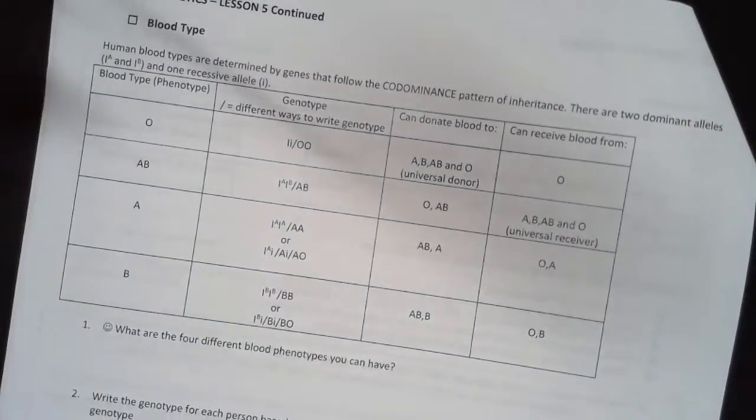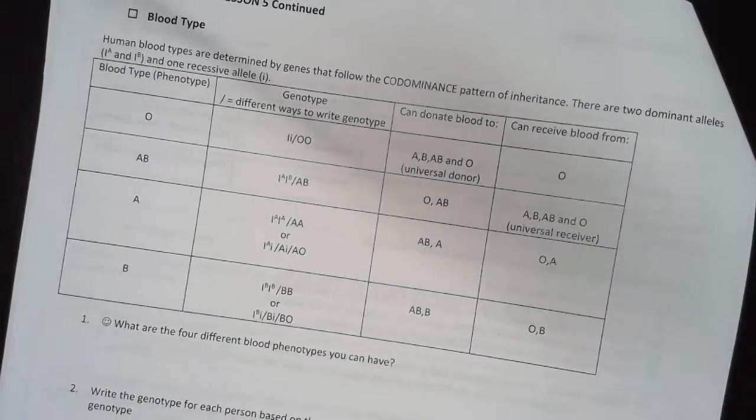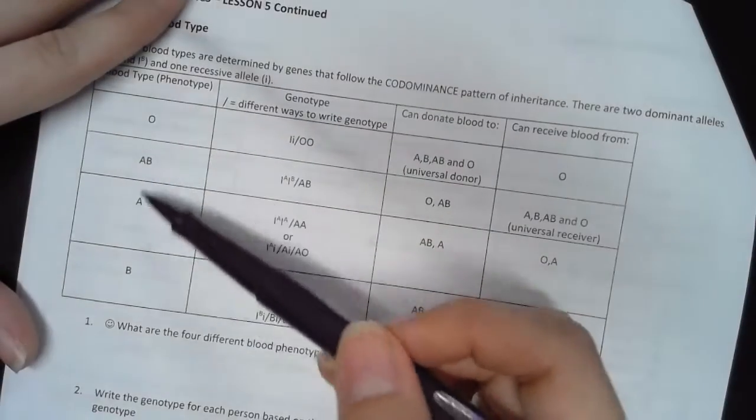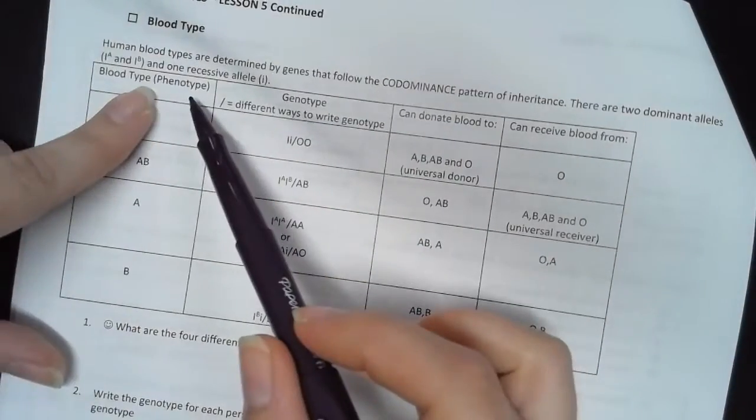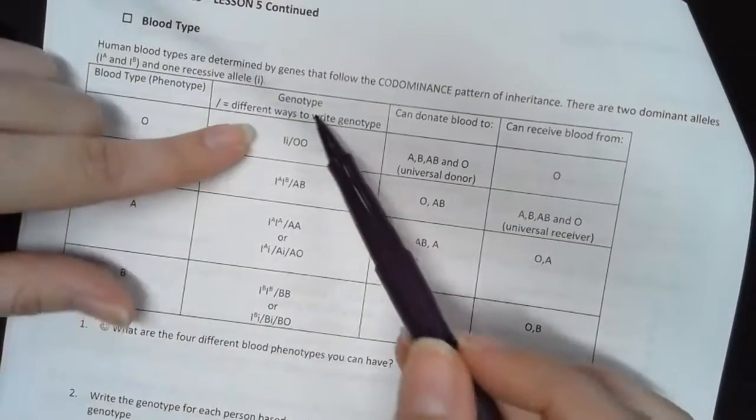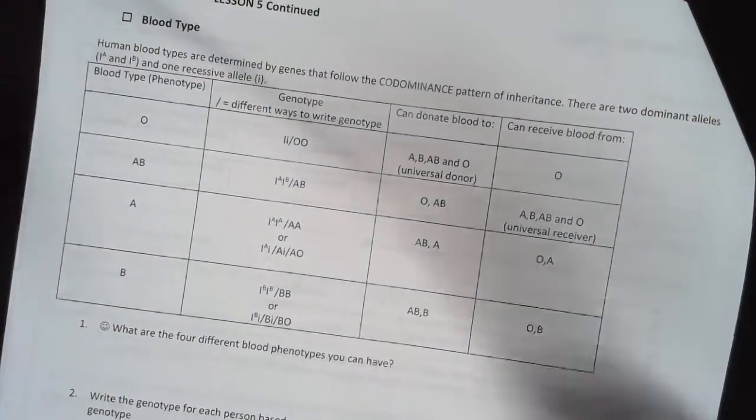So this is when there was a brief inquiry activity about the different blood types. Remember, these are our 4 different blood types, phenotypically, like what we express, and then genotypically, these are all of the ways that I can write them. All right, so let's get started.